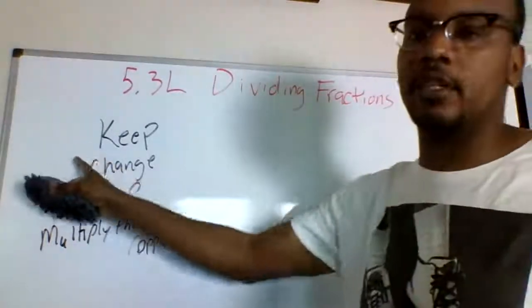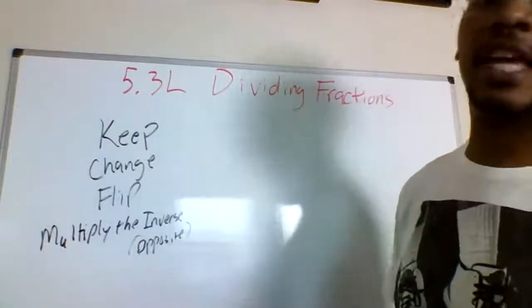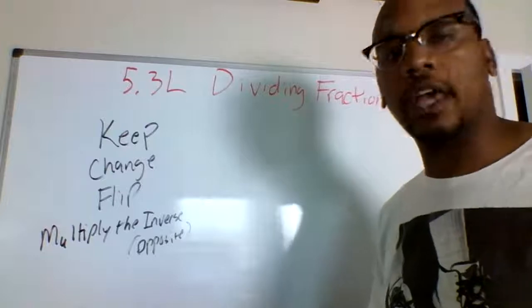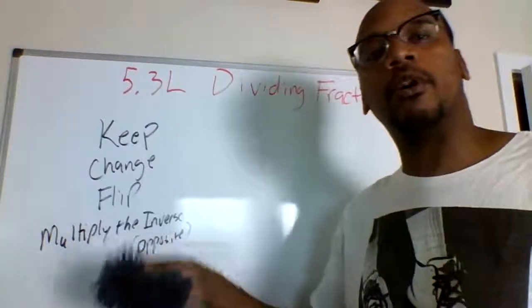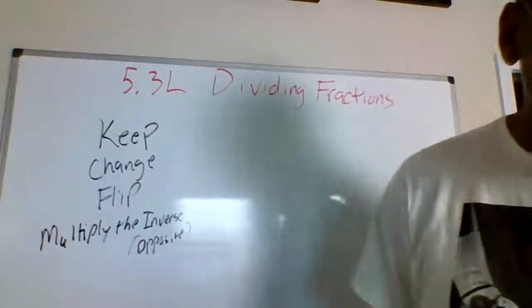All right, I'm going to keep this up here. This is going to remind you. Keep, change, flip. Keep the total the same, change division to multiplication, and flip the second number upside down.